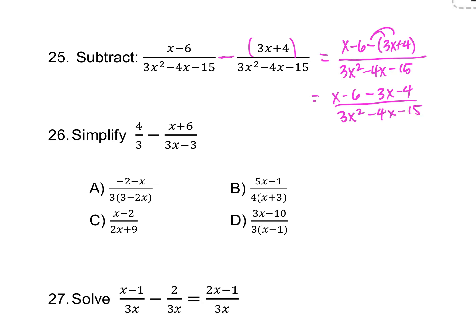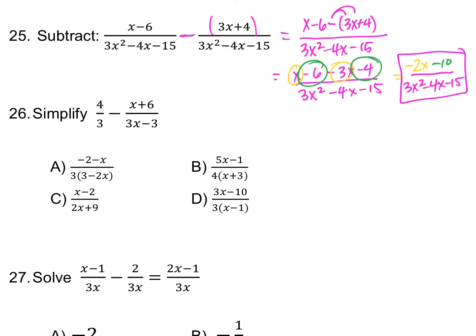And then we've got to combine our like terms. So x and negative 3x makes negative 2x. And then our negative 6 and negative 4 make negative 10. And our denominator stays the same, 3x squared minus 4x minus 15.